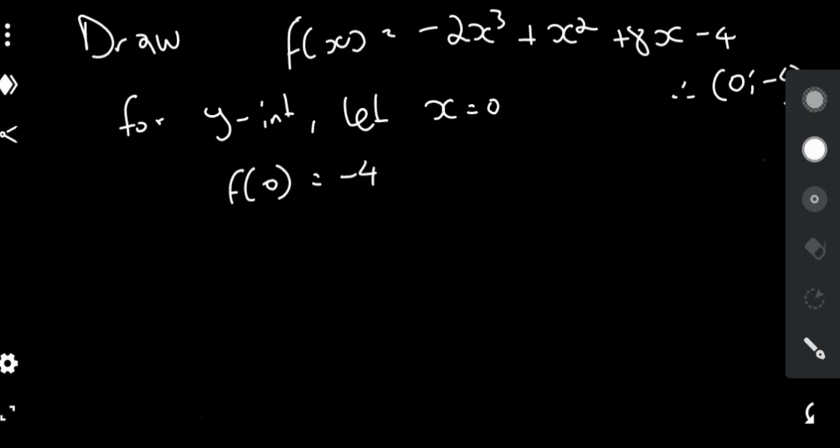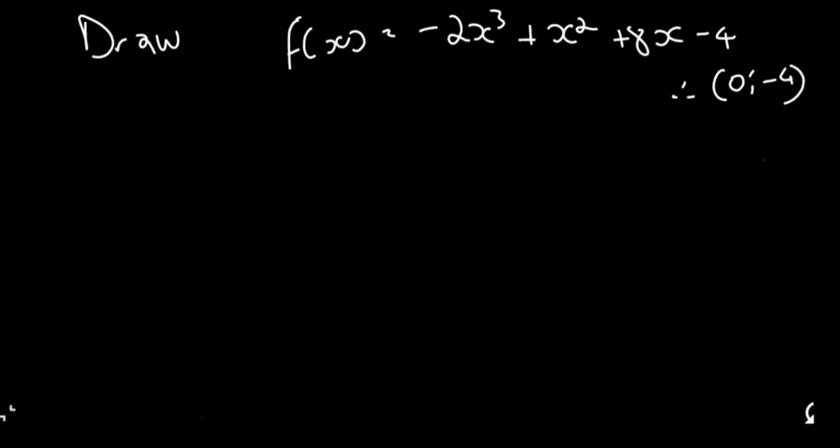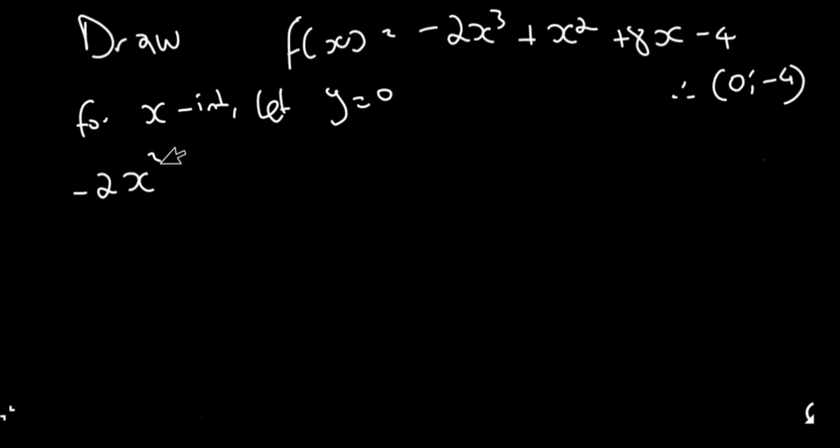Now let us find the x-intercept. And then for x-int, let y equal 0. So it's gonna be -2x cubed plus x squared plus 8x minus 2. How can we factorize this type of equation? How can we solve for x in this type of equation?